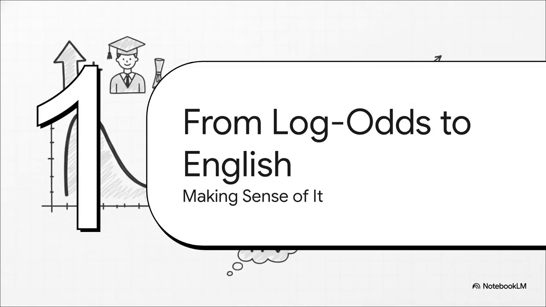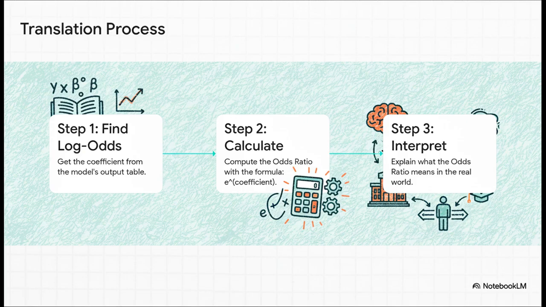So this is our next mission. We have to be translators. We need to take this weird statistical log odds language and convert it into plain English so we can get some real-world, meaningful insights out of it. And lucky for us, there's a really simple 3-step recipe to do this.